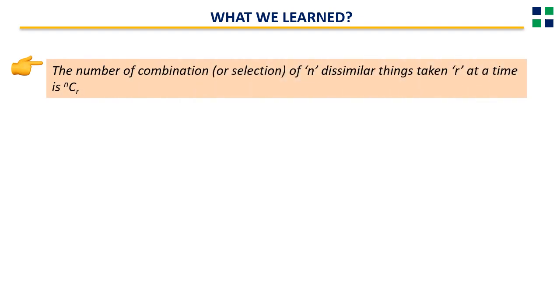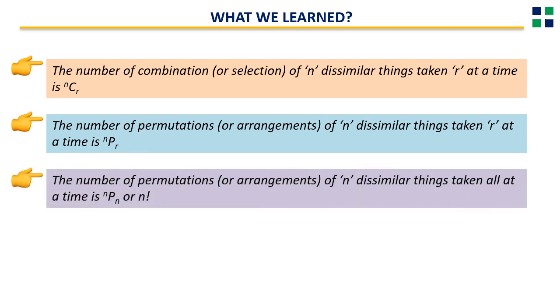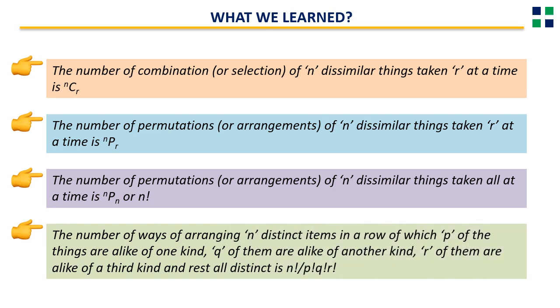Now let us summarize what we have learned. The number of combinations of n dissimilar things taken r at a time is nCr. The number of permutations of n dissimilar things taken r at a time is nPr. The number of permutations of n dissimilar things taken all at a time is nPn, or so-called n factorial. The number of ways of arranging n distinct items in a row, of which p of them are alike of one kind, q of them are alike of another kind, and r of them are alike of a third kind, and the rest are all distinct, will be equal to n factorial divided by p factorial into q factorial into r factorial.